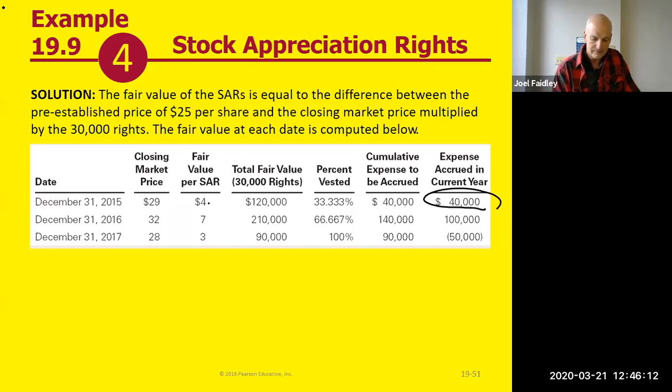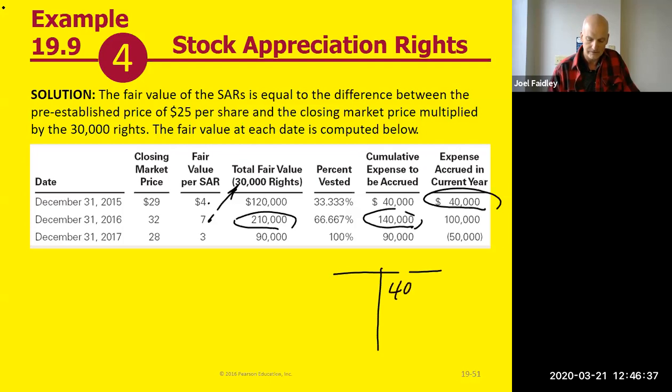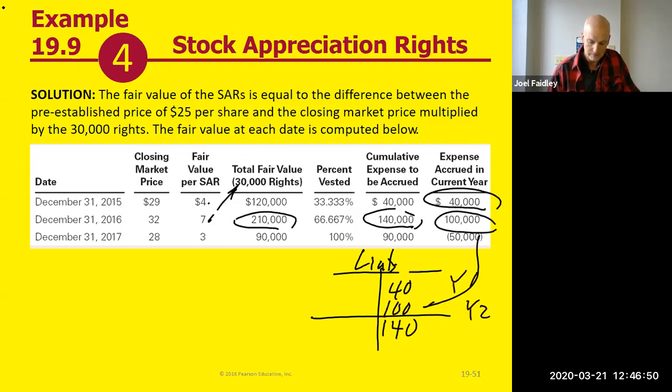Then the next year, all the way up to what? 7 times 30, 210,000. All right, 2/3 of that, because I'm 2/3 through this service period. I can call it service period. So 2/3 of 210 says I should have 140,000 on my books, shouldn't I? Well, I've got 40, right? I've got 40 sitting out there as a liability. Now that number should be what? Should be 140. So I need to put 100,000 for year 2. Year 1, year 2.